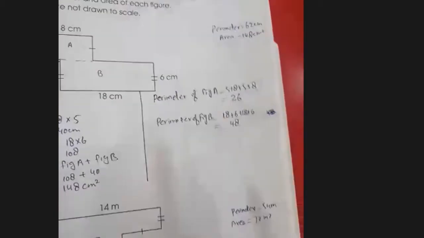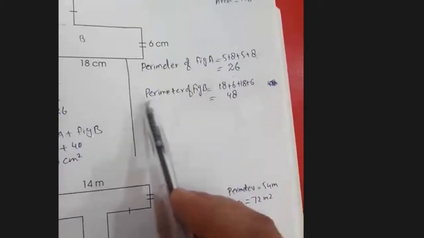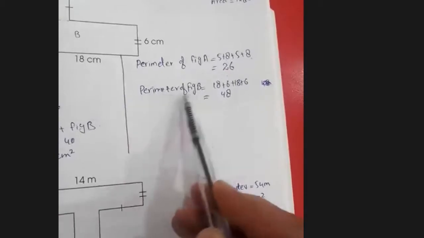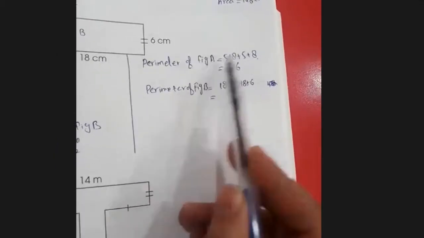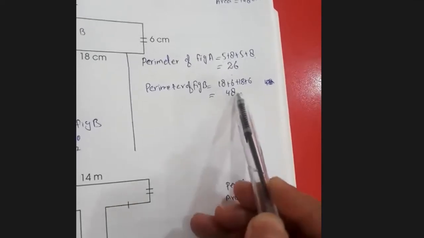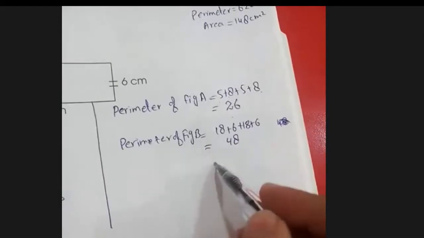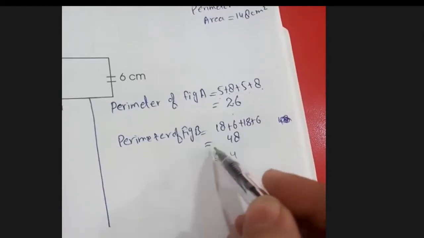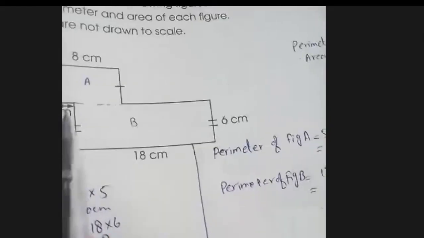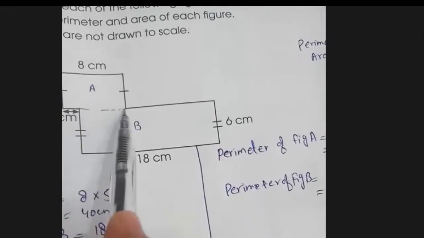You have done till here. यहाँ तक कर लिया आपने? This one. 26 perimeter of figure A find कर लिया. Perimeter of figure B find कर लिया. Now we have to do something like that. When we add these two values, we will get 74. But perimeter should be 62 because we have to subtract these things.